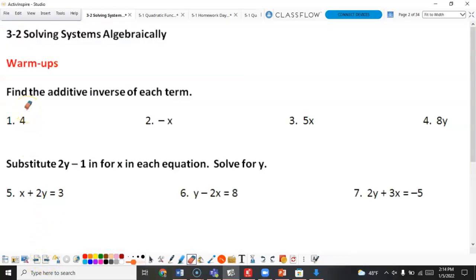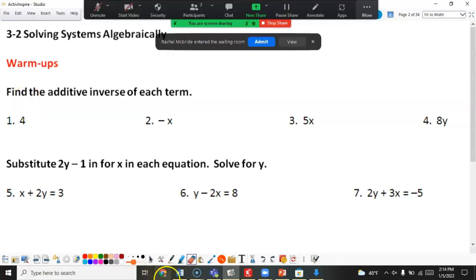Okay, so as part of our warm-up, we're going to talk about some new vocab and some old vocab. So the first thing we're going to look at is additive inverses. If you recall, an additive inverse is the opposite of the number. So additive inverse is what you add to something to get to 0. So the additive inverse of 4 is -4.